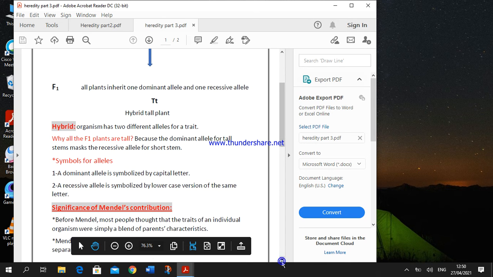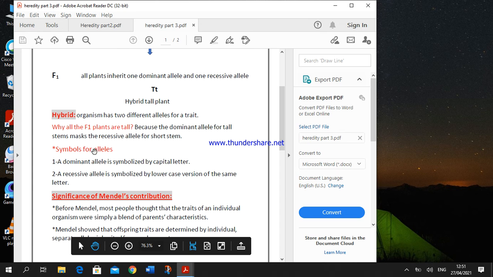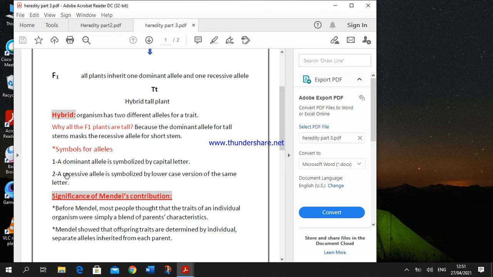Symbols for alleles: we use symbols to express the alleles. We have dominant alleles and recessive alleles. A dominant allele is symbolized by a capital letter, while a recessive allele is symbolized by the same letter but in its lowercase version. Like in tallness, we use T capital because tallness is a dominant allele, while a recessive allele like shortness is expressed by T small.